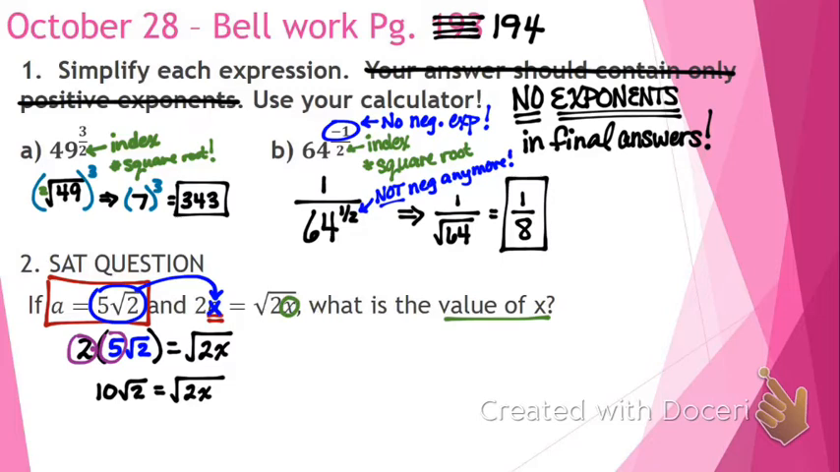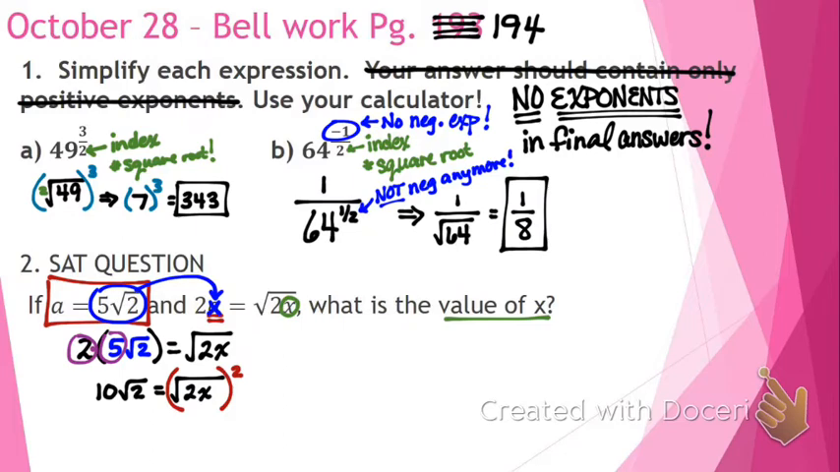What's the index on my square root? What is the index on any square root? 2. I'm sorry, I thought I heard 7. I apologize. That was my hearing. The index is 2, and so that's the power that I'm going to raise it to. So I'm going to take this side, and I'm going to raise it to the power of 2.